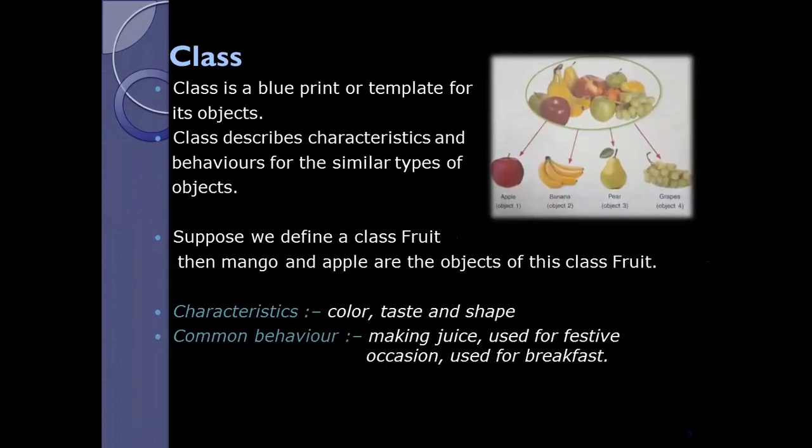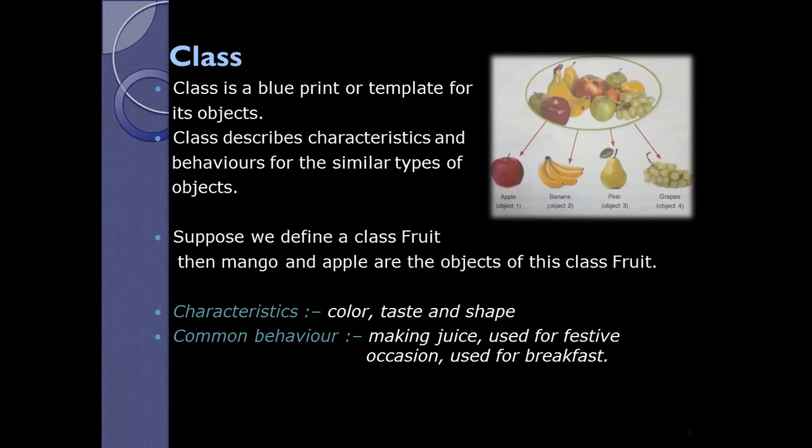Next important topic, class. What is a class? A class is a blueprint or template for its objects. I repeat, a class is a blueprint or template for its objects. A class describes the characteristics and behavior for similar types of objects. This means that in a class, a few characteristics and behaviors will be defined, and all the objects will automatically get those characteristics and behaviors. Here we are taking an example of a class, say fruit. Then mango and apple are the objects of this class fruit.